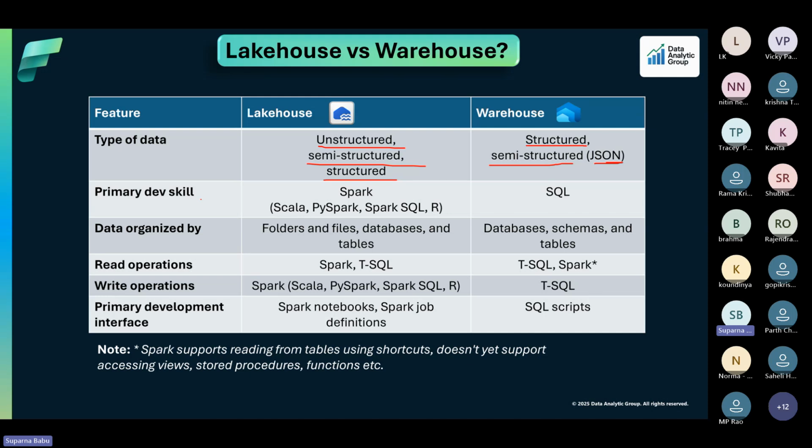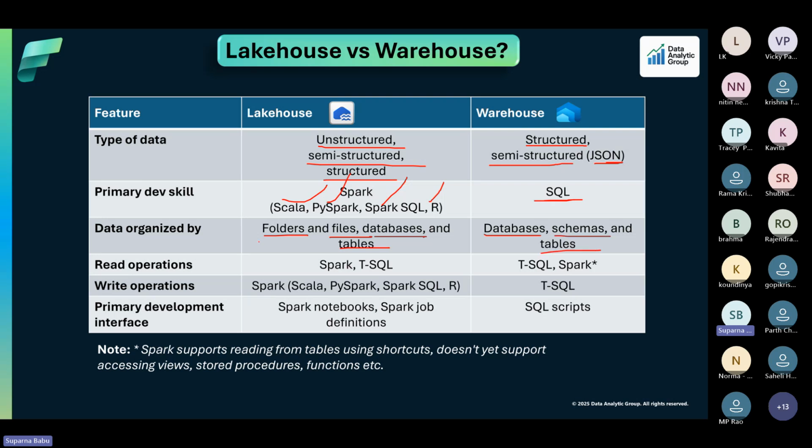So what is the primary development skill? Development skill means you can transform the data with these languages: Scala, PySpark, Spark SQL, and R. In warehouse, you will have only SQL; you have to query with SQL. And how is the data organized? As I said earlier, in Lakehouse we can organize in folders, files, databases, and tables. Here in warehouse you can organize databases, schemas, and tables.